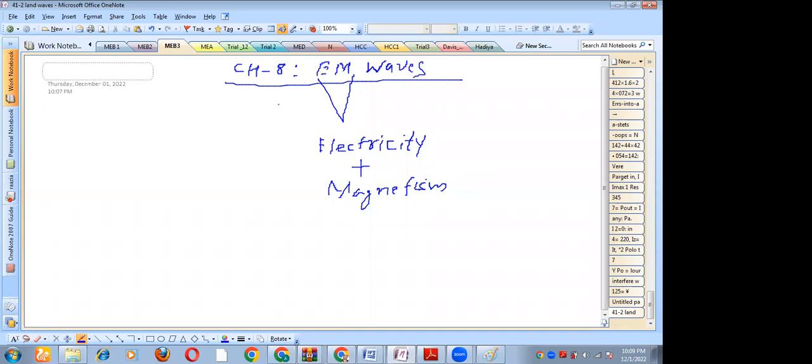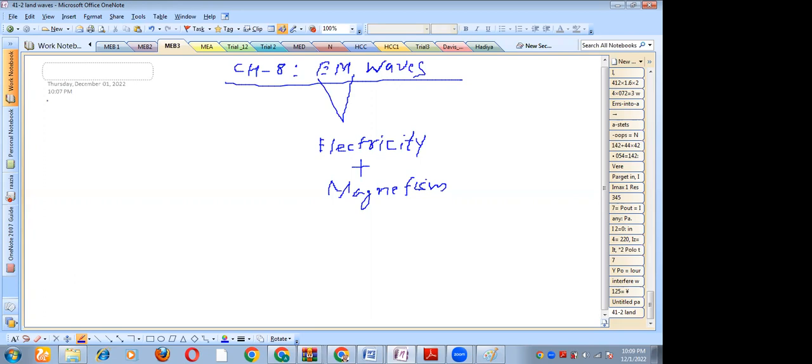Light and different radiations like gamma radiations, X-rays, ultraviolet radiations which we have heard of, UV rays, infrared, X-rays, gamma rays, and all these are electromagnetic waves. There are some common properties and some frequency ranges also.